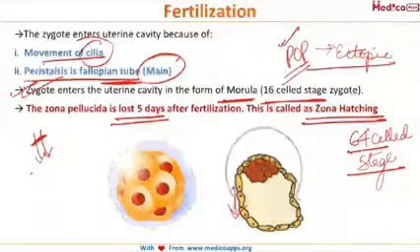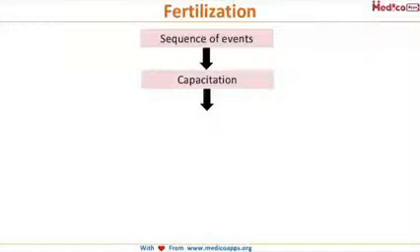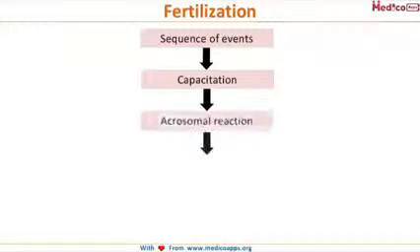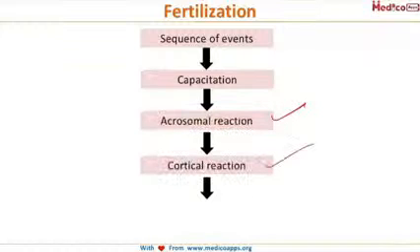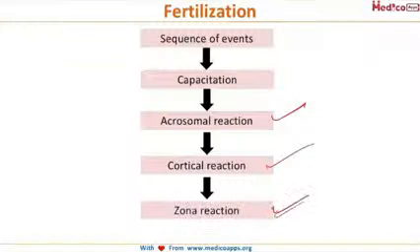Now if we sum up the sequence of events that are occurring in fertilization. So first, capacitation occurs. The sperms now become capable of fertilizing the ova. They go and attach to the zona pellucida, and it causes the release of enzymes from the acrosome of the sperm, which is called acrosomal reaction. Now it causes the lysis of the zona pellucida, and the sperm is now able to enter the cortex of the secondary oocyte, which causes the release of enzymes from the cortex, and this is called cortical reaction. Now these enzymes cause hardening of the zona, which makes the zona impermeable to other sperms, and this is called zona reaction. So this completes our sequence of events of fertilization.